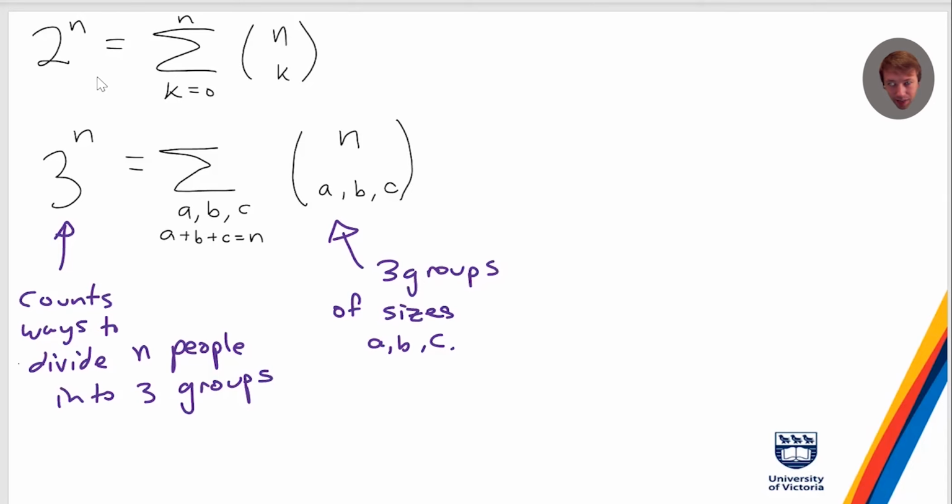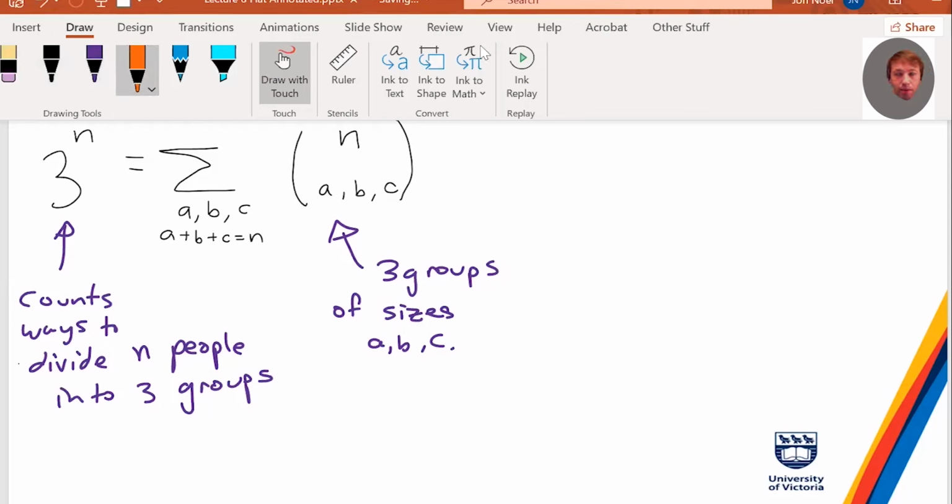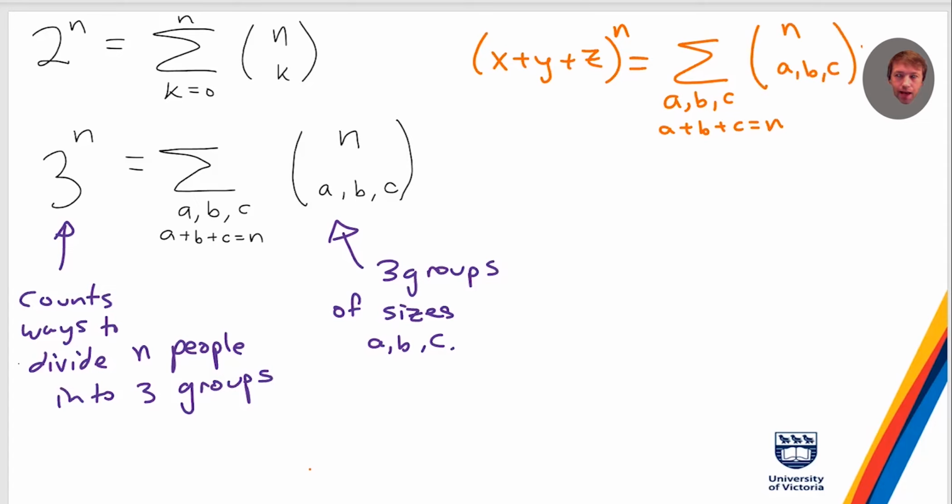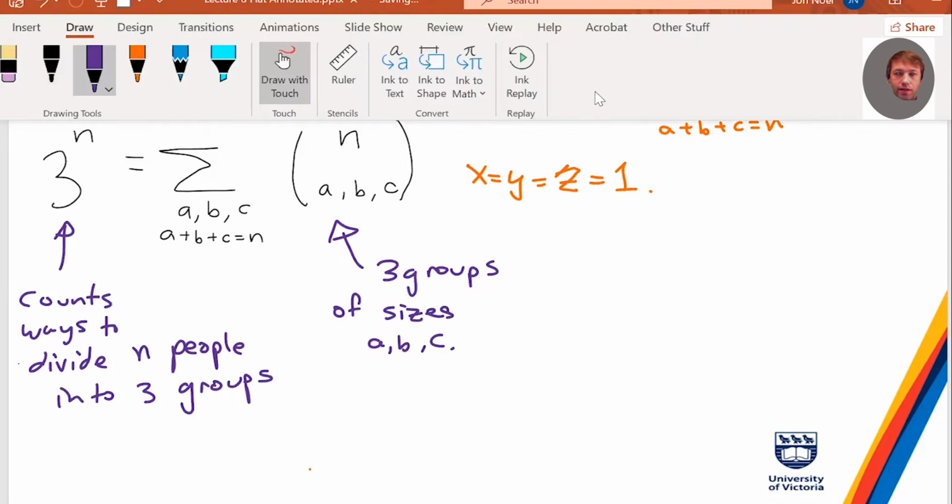There's another way of seeing this, which is algebraic, because of the multinomial theorem. If I have x plus y plus z to the n, by the multinomial theorem, this is the same as summing over all a, b, c, where a plus b plus c is n, of n choose a, b, c, times x to the a, y to the b, z to the c. And so a second proof is that if I let x, y, and z all be 1, the left-hand side becomes 3 to the n, and the right-hand side becomes the sum of these coefficients. So these become the same.